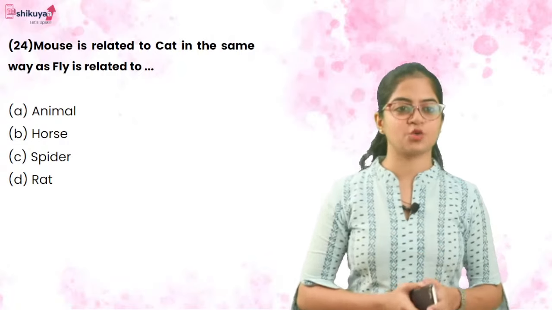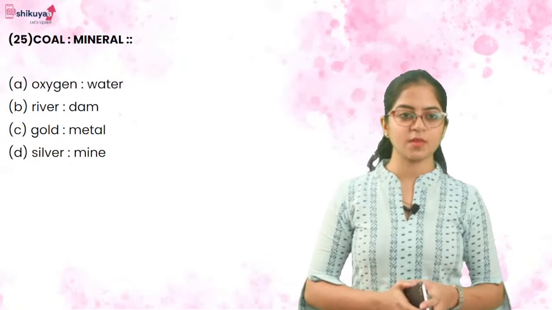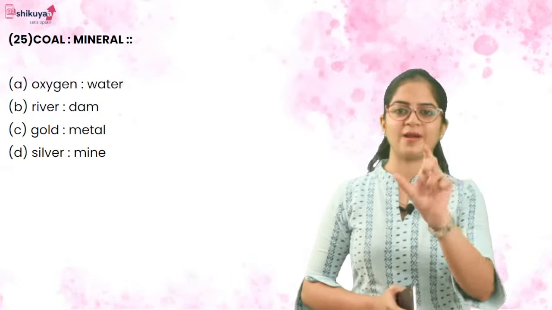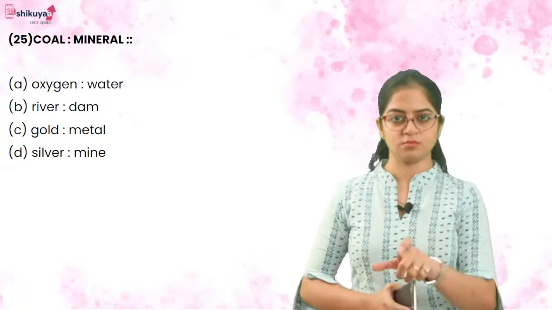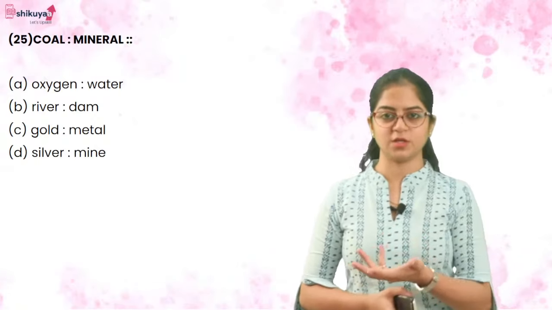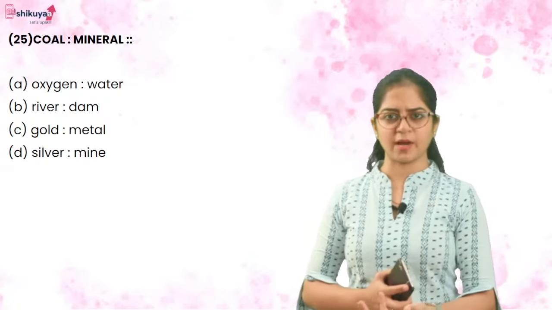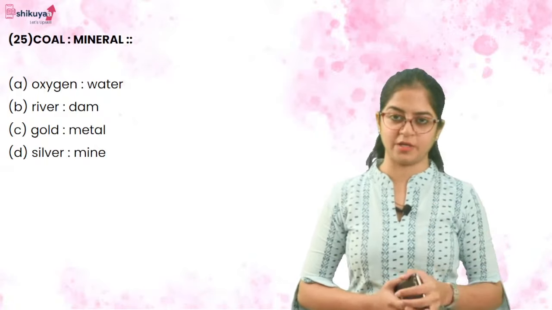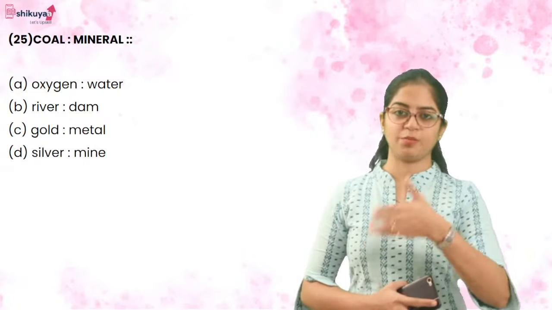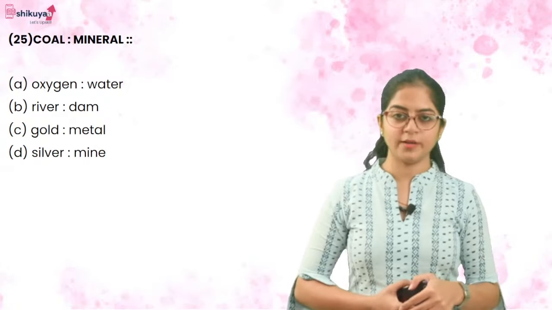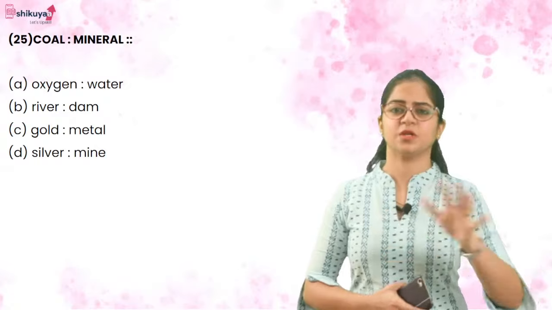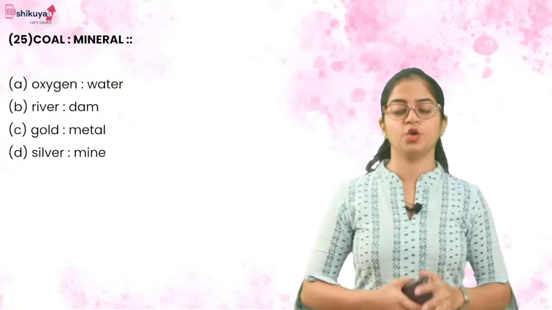Let us have the last question on the screen. Coal, mineral. Now coal is a mineral. Now we have to find such a pair. Oxygen is a water. River is a dam. Gold is metal. Yes. Silver is mine. No, silver is another type of metal, right? So we can go with the pair C. Gold is one of the types of metal. Got it? So while solving these kinds of analogy questions or antonym and synonym questions, you have to really keep up with your vocabulary.